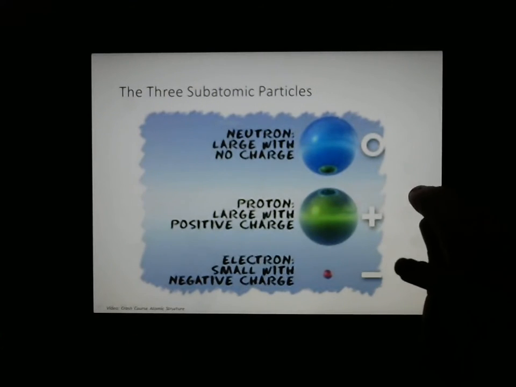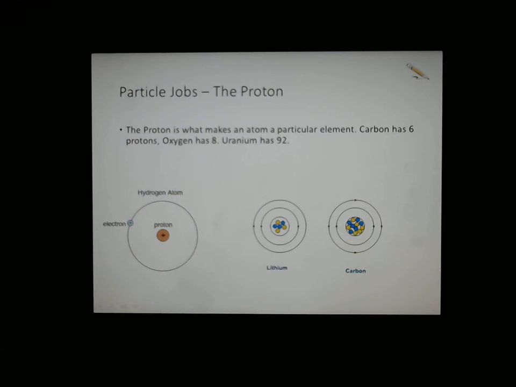Great series of videos. So let's talk about jobs, because these combinations of particles make up different stuff. So the proton makes an atom what it is. If you've got 6 protons clumped together, doesn't matter what else you've got. If you have 6 protons, you've got carbon. If you've got 8 protons, you've got oxygen. You've got 92, you've got uranium. Lead, I think, is like 82. Gold is 80, somewhere around that region. Mercury, I believe, is 81. So the number of protons makes something what it is.